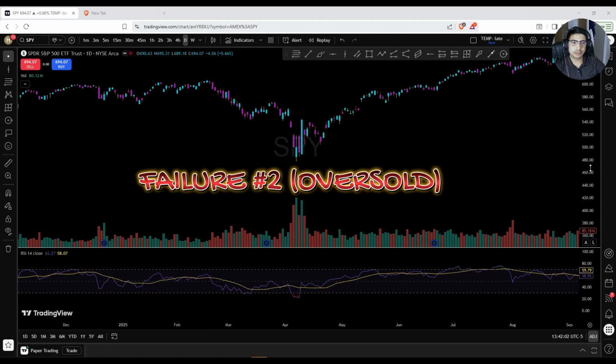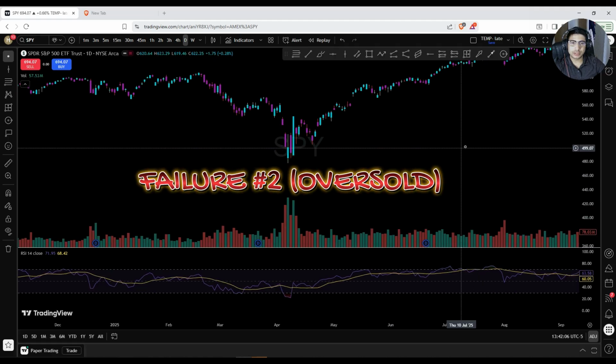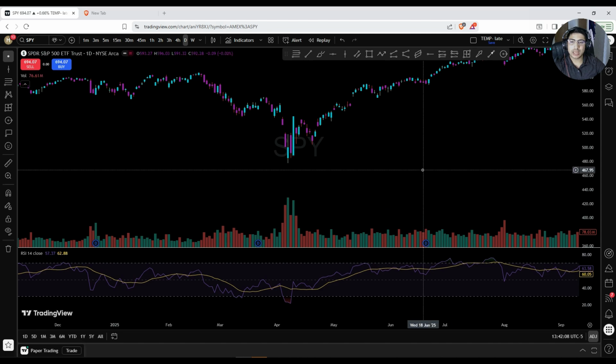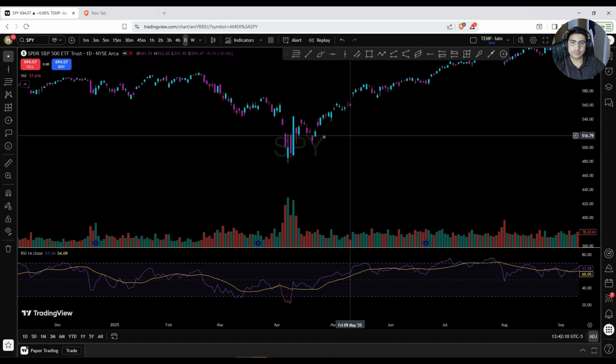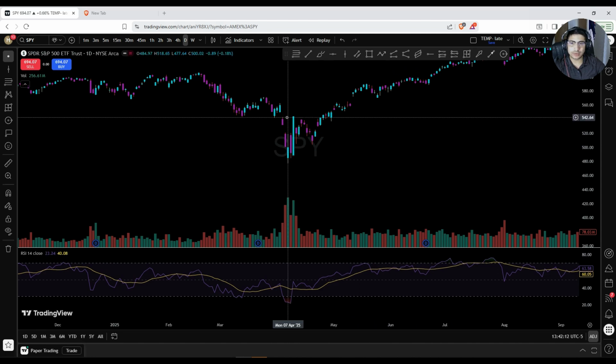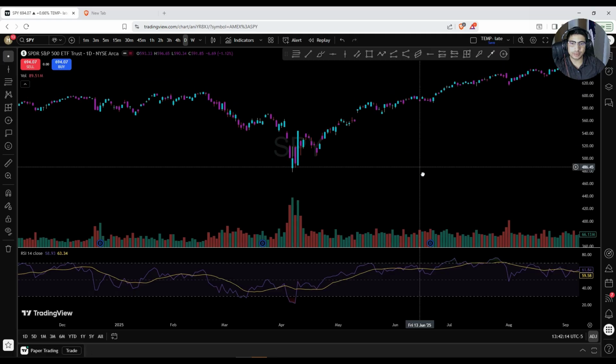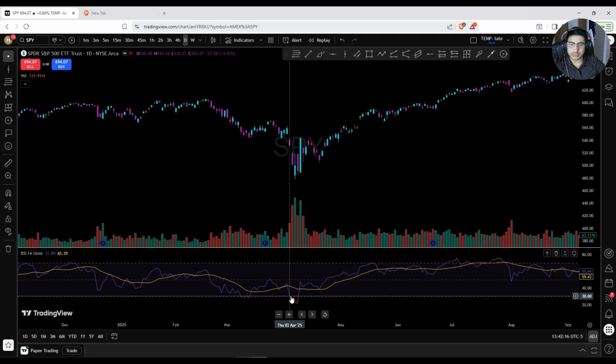The second reason is that normally just seeing below 30 is considered an oversold location. That doesn't work every time. Let me show you in the S&P 500. I'm on April 2025, when there was a huge fall in the market. If we look at this day, April 3rd, the market was below 30 on RSI.